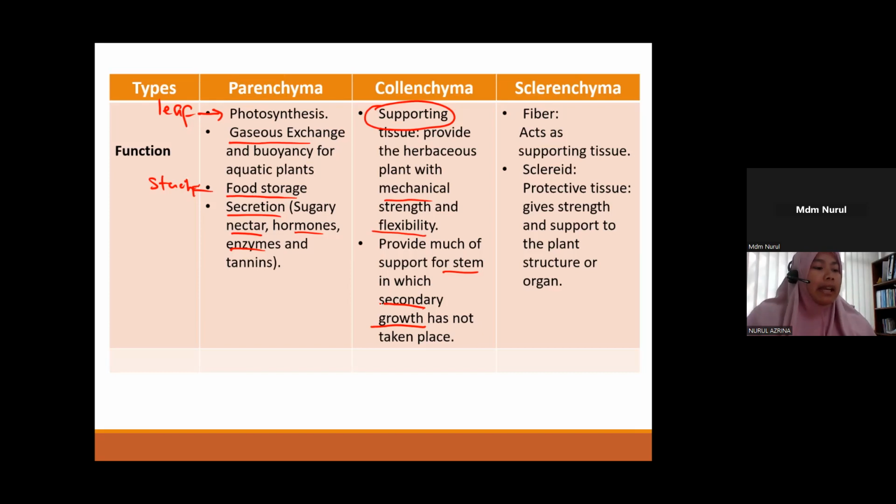And as for sclerenchyma, the fiber acts as supporting tissue. Again, the function is for support. And for sclerite, it helps to protect the tissue, gives the tissue strength, and supports or gives hardness to the plant structure and organs. For example, it gives hardness to the nutshell.